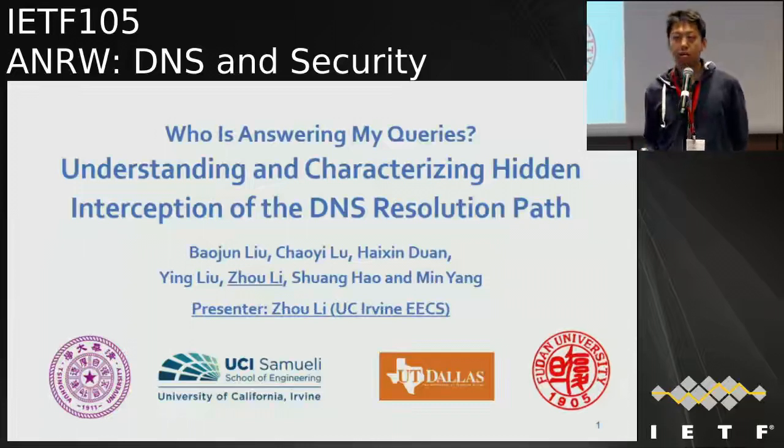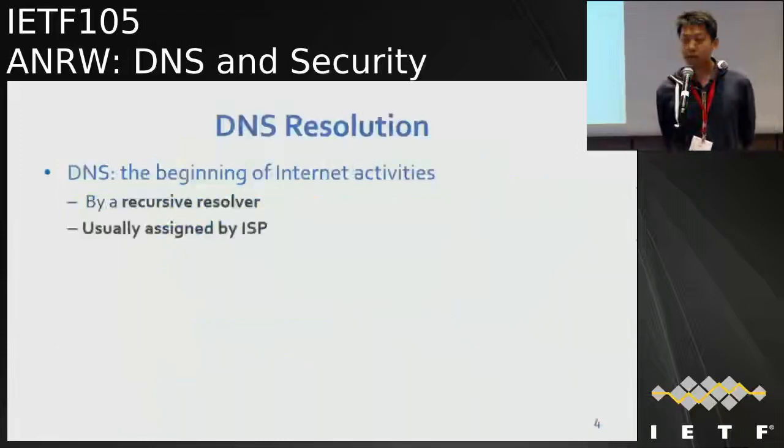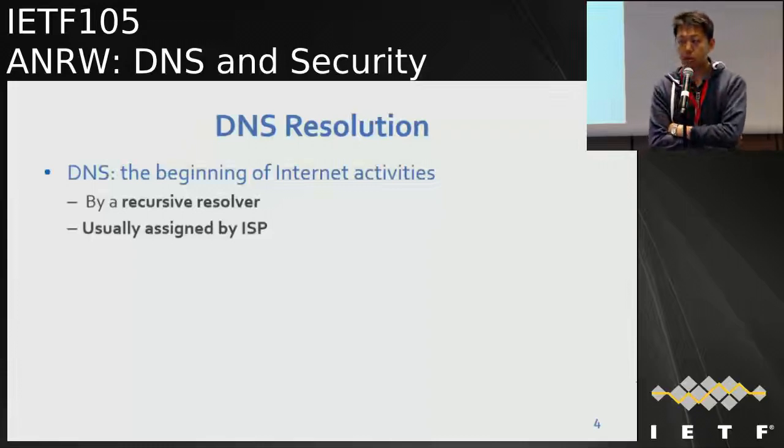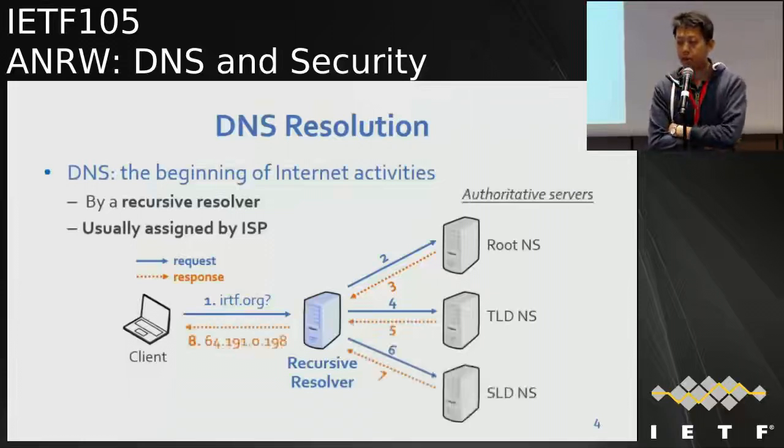So the topic of this talk is DNS security. First, let's give a quick background overview about DNS. In this talk, we focus on the DNS resolution process. Say you have a client and you want to get the IP address of a domain name, for example, IETF.org. Typically you will go to a recursive resolver, and then the recursive resolver will handle all the resolution process for you, like going to the different authoritative servers, like the root name server, top-level domain name server, and the second-level domain name server to get the IP address of your domain and then give it back to the client.